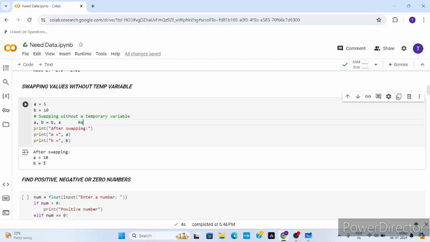Yeah. So the first value will be assigned the first value, and the second value will be assigned the second value. That's it. a, b equal to b, a. Here a equal to 5 and b equal to 10. So our value will be 5 comma 10 is equal to 10 comma 5. That's it. So 5 will become 10 and 10 will become 5. So a will become 10 and b will become 5. Okay. So this is the small swapping method.